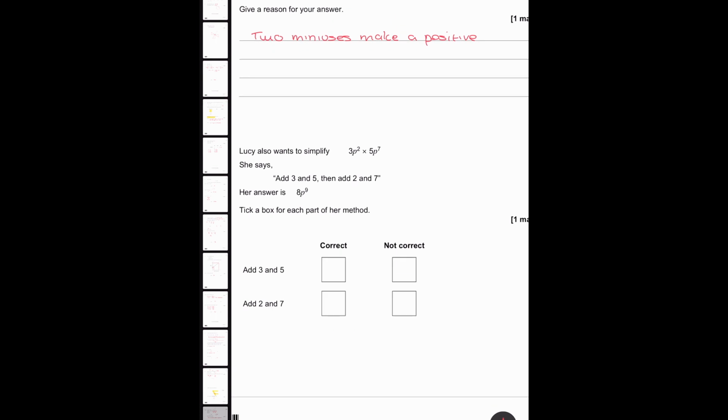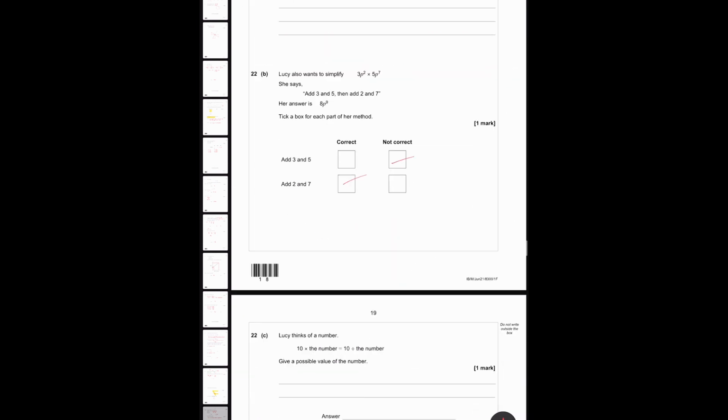The second part of the question is also asking us to check Lucy's work. She has 3p squared times 5p to the power of 7. She says we add the 3 and 5, then add the 2 and 7 to get an answer of 8p to the power of 9. She has done one of these calculations right and one of them wrong. When we multiply powers, we do add them, so she is correct for that. However, when we multiply our main numbers, we do not add them, we still multiply them, so she is wrong about adding 3 and 5.